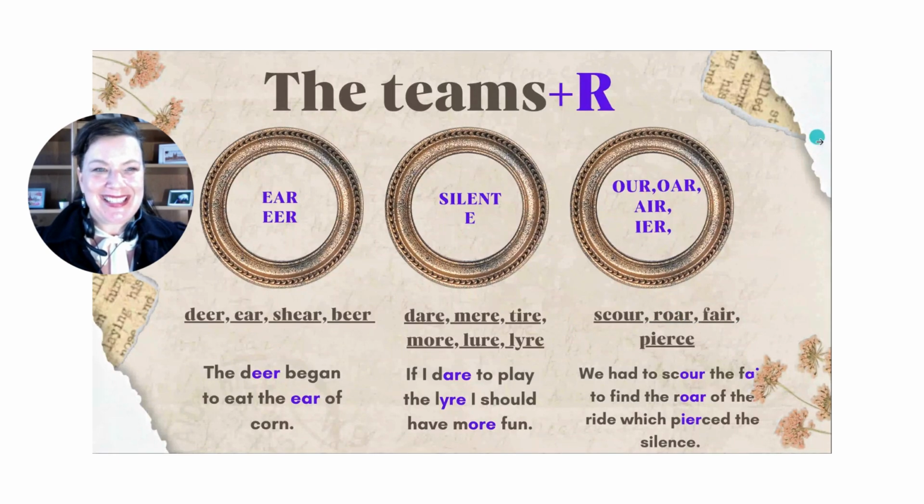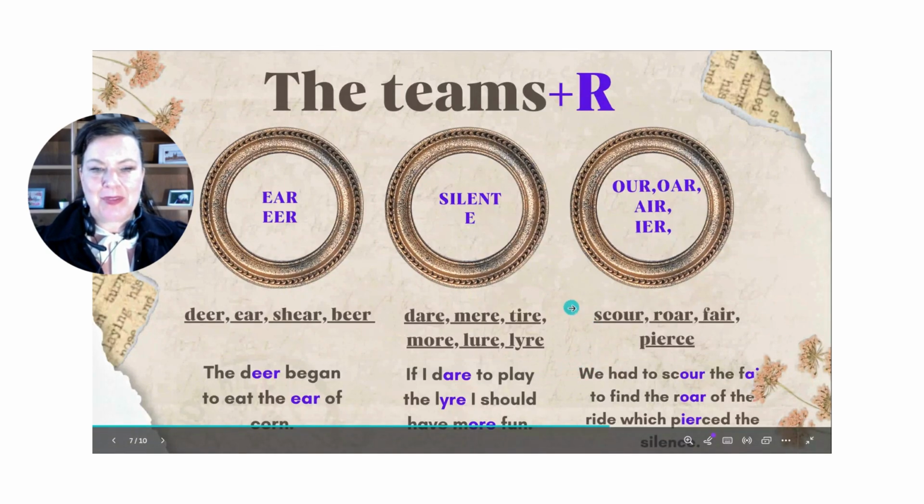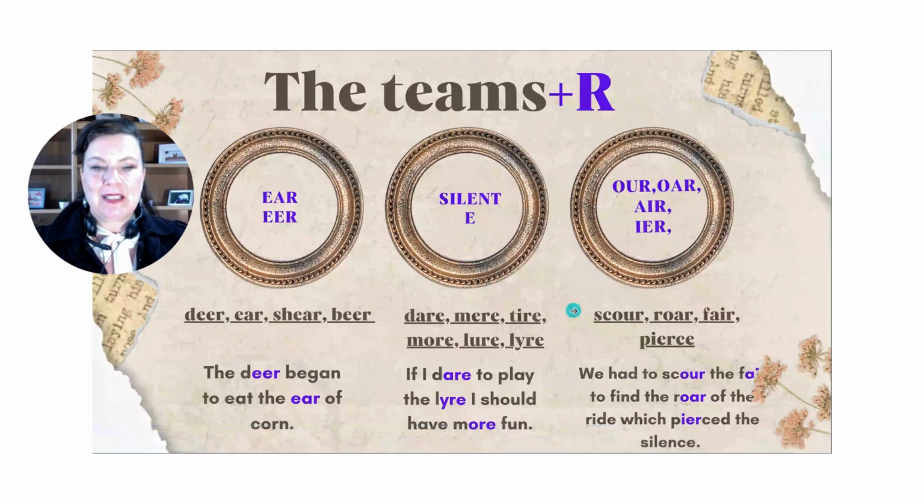Good, very nice. Let's take a look at a sentence that we can practice together with this. We had to scour the fair to find the roar of the ride which pierced the silence. I see this AR is covered up a little bit, but that word is fair. So let's try that again. We had to scour the fair to find the roar of the ride which pierced the silence.